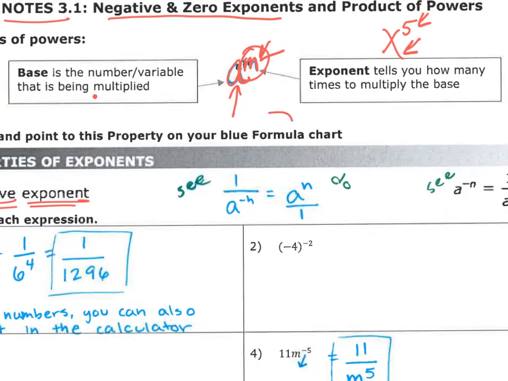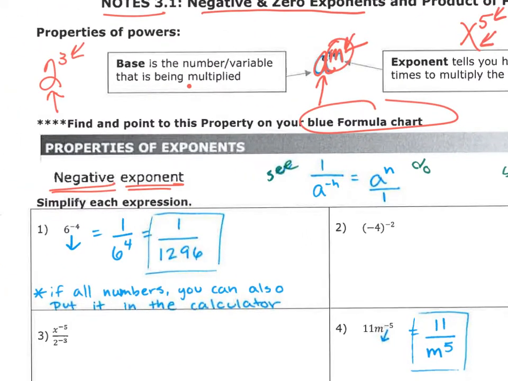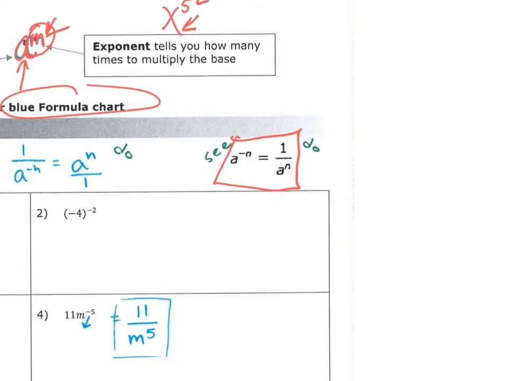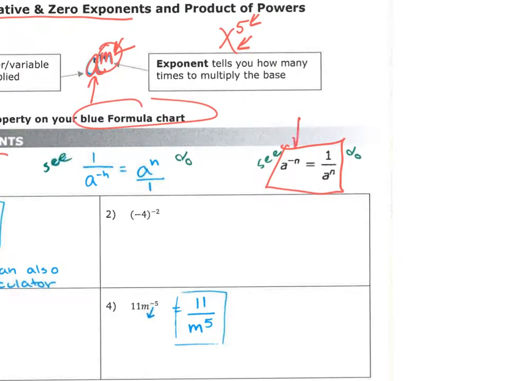Now I want to make sure that you point to your formula card and you find this rule that's written on there. It's underneath the tab that says property of exponents. What this rule says is if you have a negative exponent, you're going to change its location. So if I have a negative exponent in the denominator, then I'm going to change the location to the numerator. Whereas if I have one in the numerator, then I'm going to change it to the denominator.